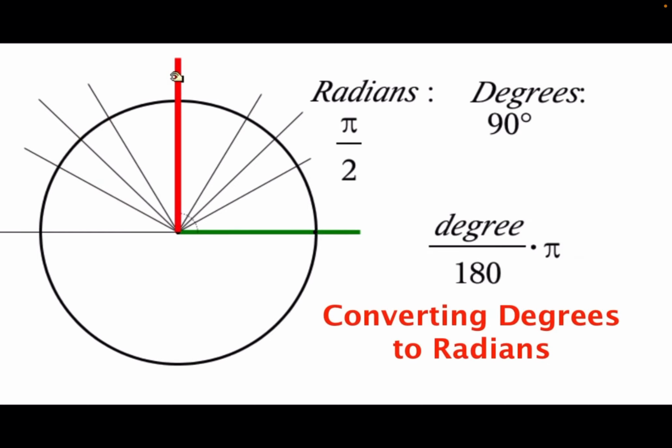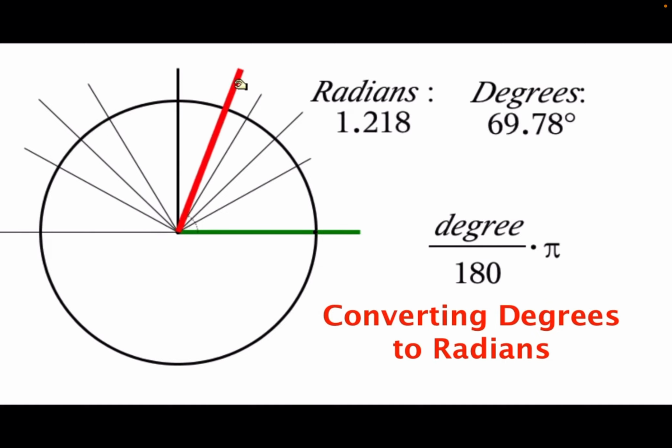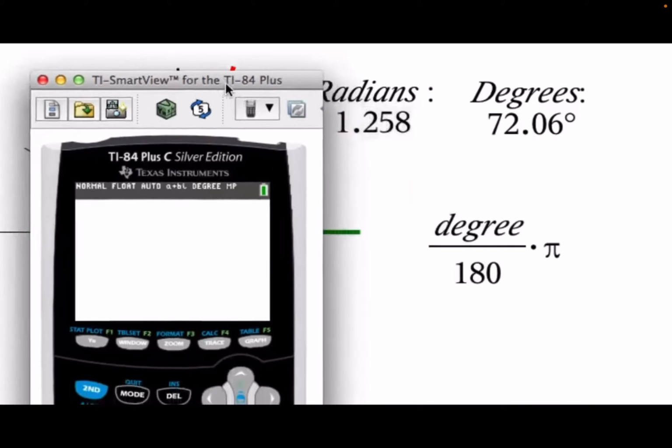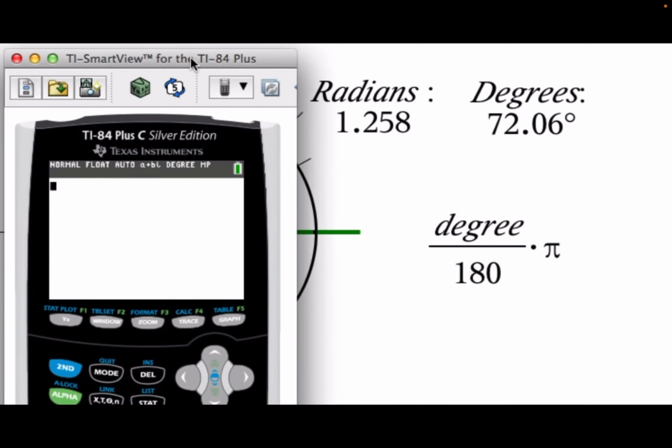Okay, let's move on. Let's talk about how to convert degrees into radians. The formula for converting degrees to radians is degrees divided by 180 times pi. So I'm going to move this randomly and just put it there, and we see we've got 72.06 degrees. Let's bring in a calculator and try to convert that: 72.06 divided by 180, and multiply that by pi.